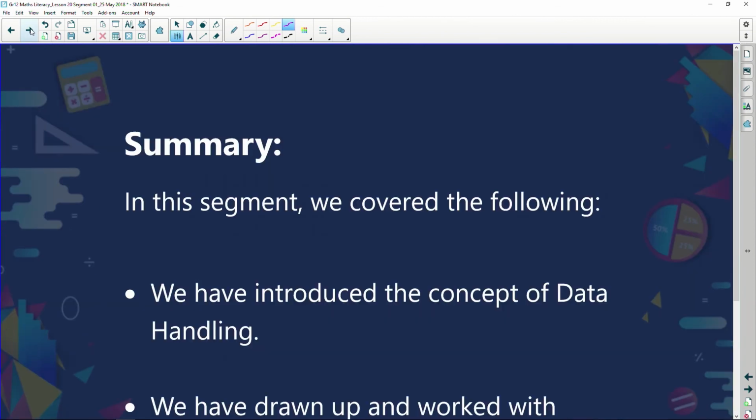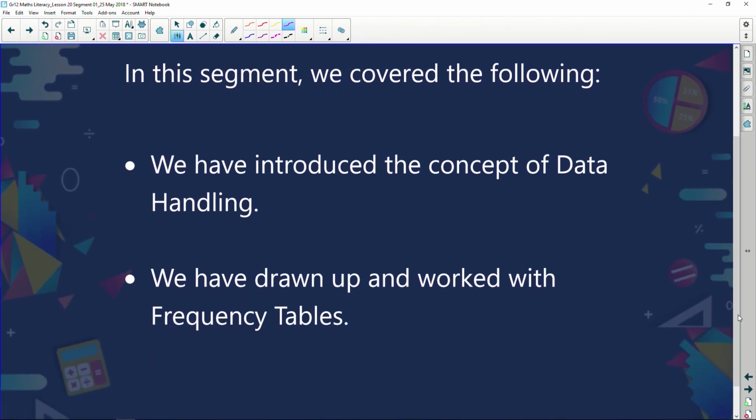Right, let's conclude this for today. In this segment, we've covered the following. We have introduced the concept of data handling, and we've drawn up and worked with frequency tables.